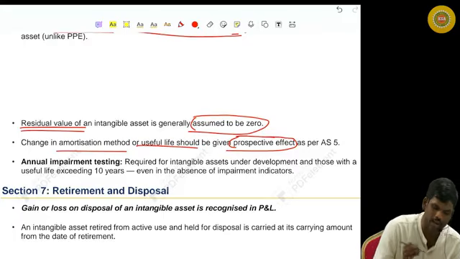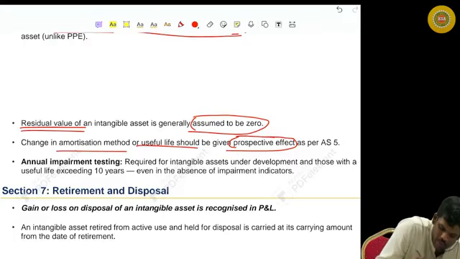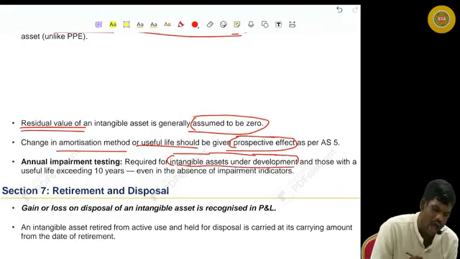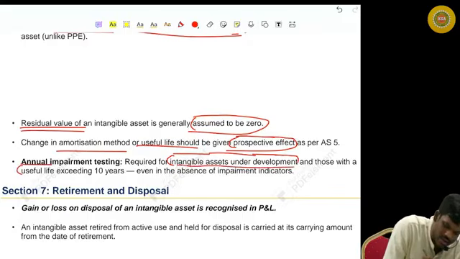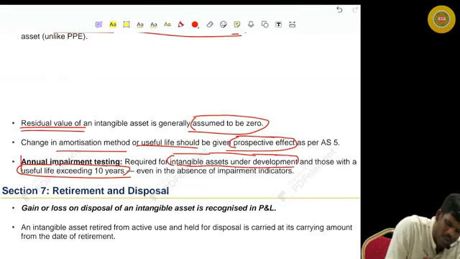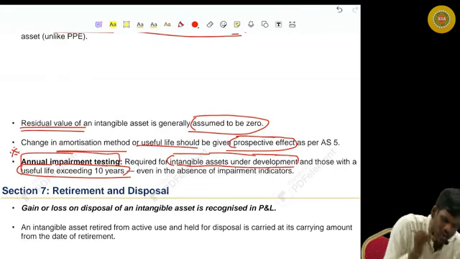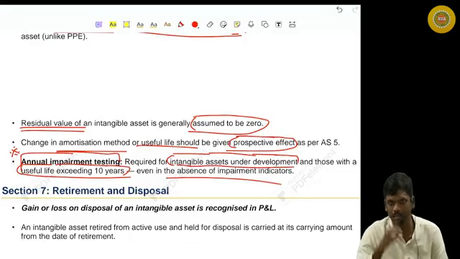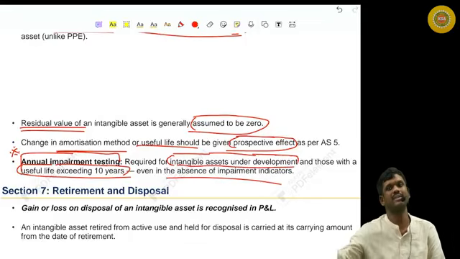And the last point, only for these two types of assets, that is intangible assets which are under development and intangible assets where you take a life of more than 10 years, you have to do annual impairment testing. You have to do annual impairment testing even if there are no indicators. Remember, normally AS28 says impairment testing should be done only if there are indicators.